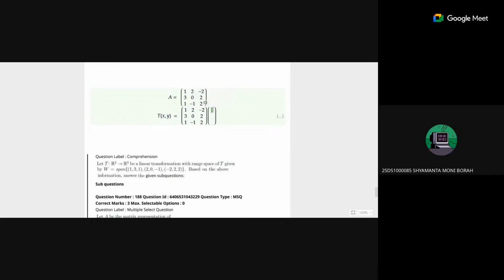X, Y, Z, right? Sir, it should be 3 cross 2, the transformation matrix. Okay, yes. I think 3 cross 2, right?